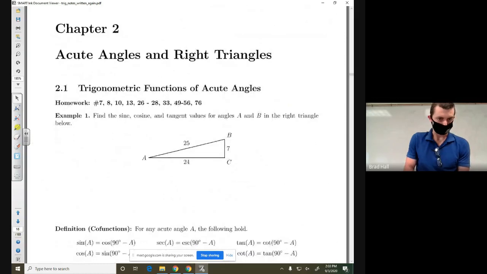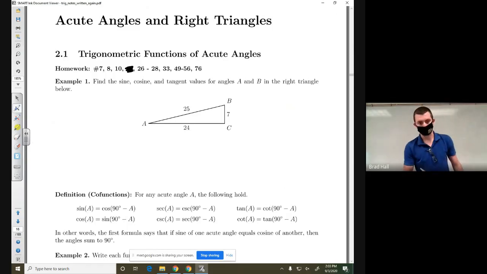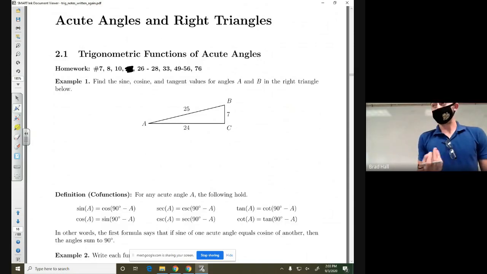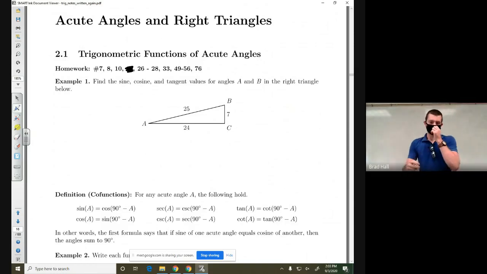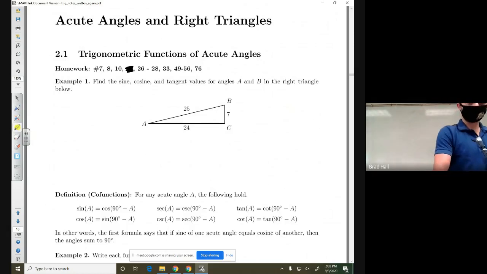Acute angles and right triangles. So just 13 is gone. Ignore 13. I'll emphasize that in the email as well. So here we're just going to look at properties of acute angles and right triangles. It's mainly going to be a continuation of what we talked about last time. And so example 1 starts off, I think, fairly tame.